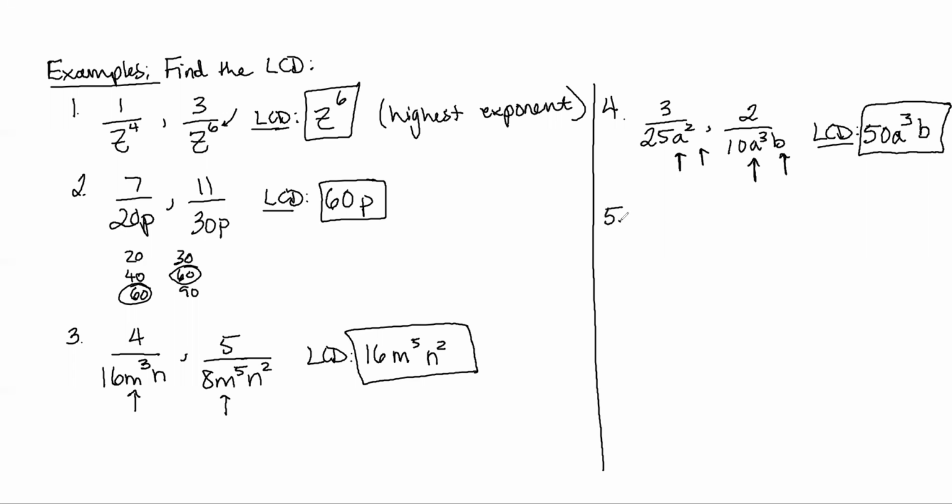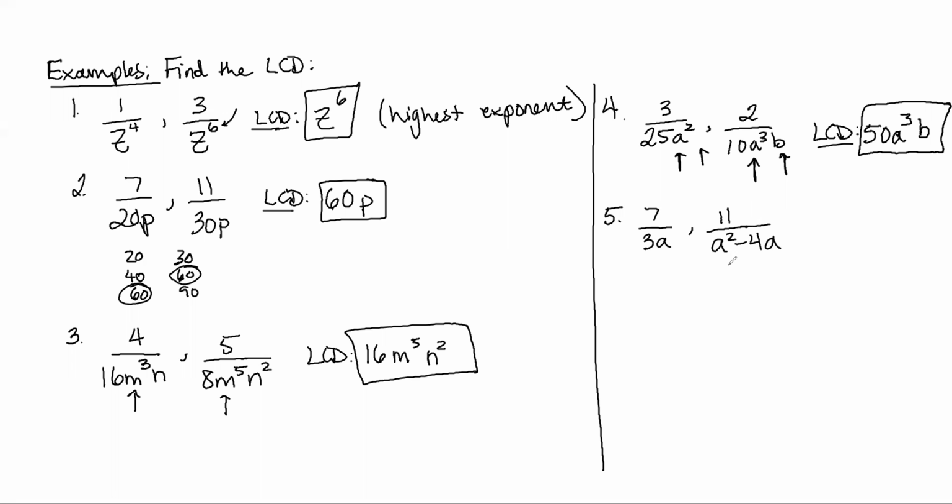All right, number 5. 7 over 3a and 11 over a squared minus 4a. All right, so this is the first one here where we actually have a denominator that we can factor. So first fraction here, nothing we can do, it's a single term. So we'll leave that one alone.